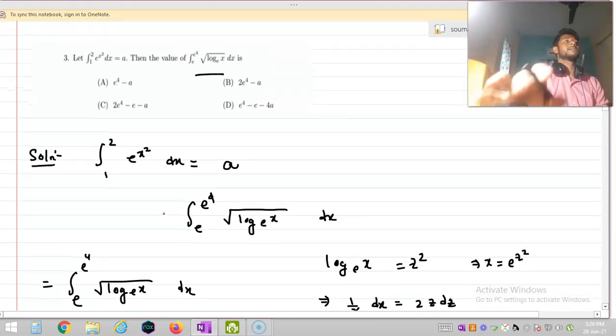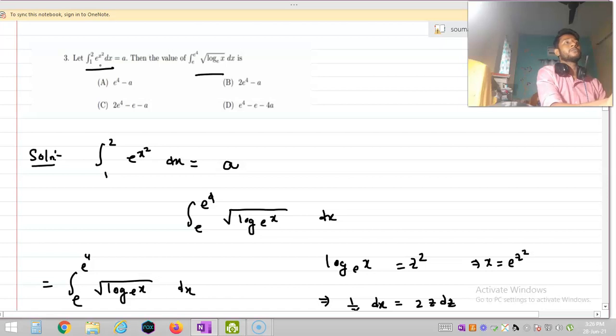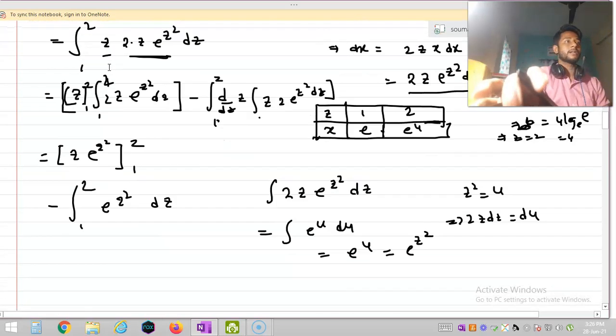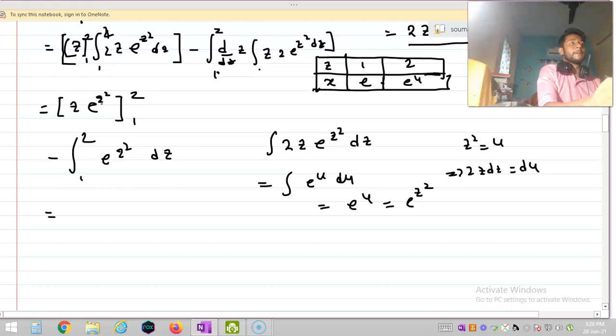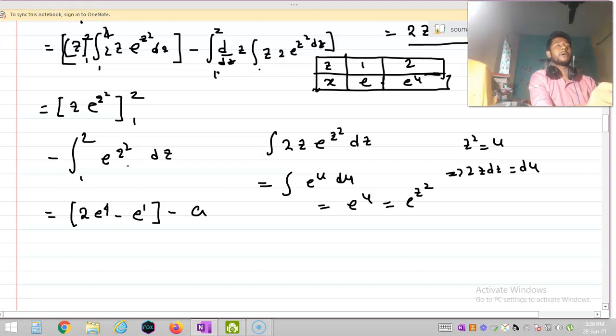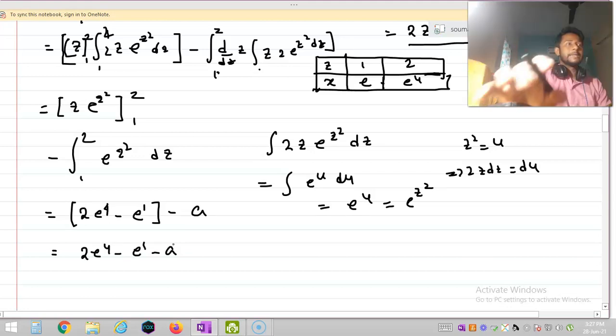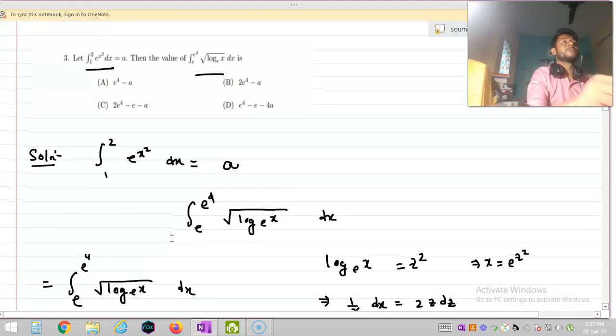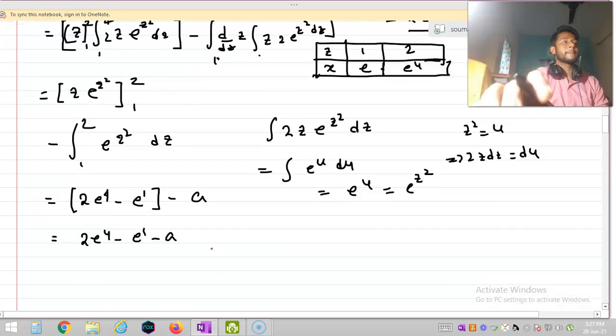Now you can see that it is given that the integration from 1 to 2 of e to the power x square dx is equal to a. So I am putting this equal to 2 e to the power 2 square, so it is 4, minus e to the power 1, minus a, as here z works as a dummy variable for x. So this is the value: 2 e to the power 4 minus e to the power 1 minus a. Let us see the options. 2 e to the power 4 minus e minus a. So option C is our correct option.